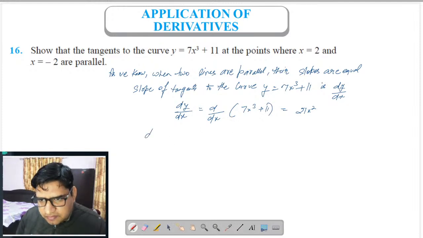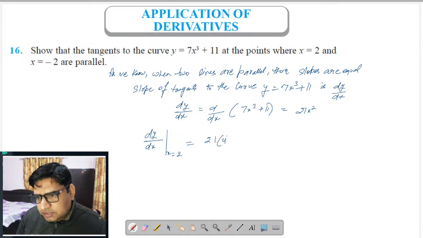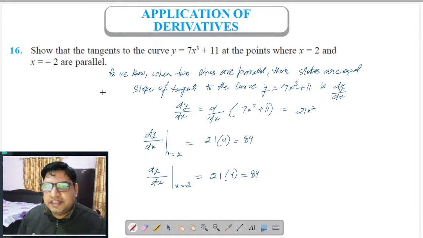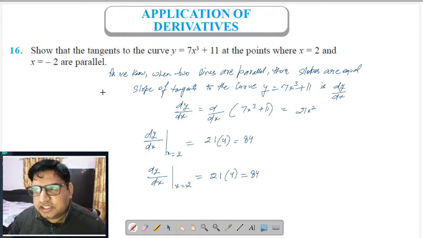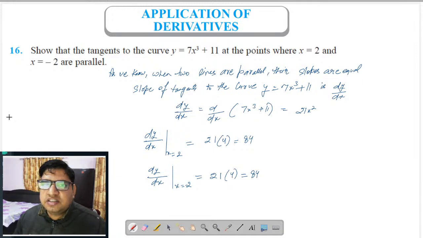And we will find dy by dx at x is equal to 2. So at x is equal to 2, it will be 21 into 4, which is 84, and similarly dy by dx at x is equal to minus 2 is 21 into 4, which is equal to 84. So we have shown that the tangents to the curve at the points x is equal to 2 and minus 2 are parallel, because when two lines are parallel, their slopes are equal.